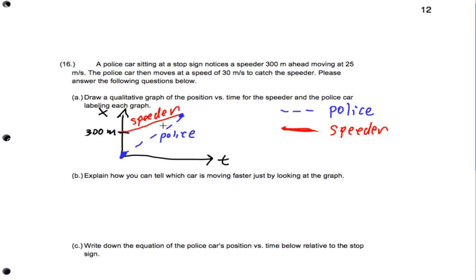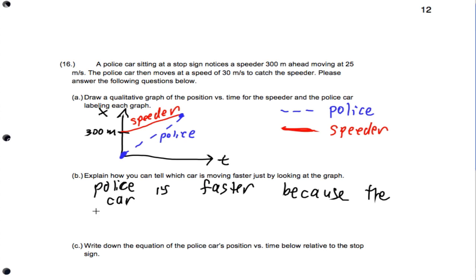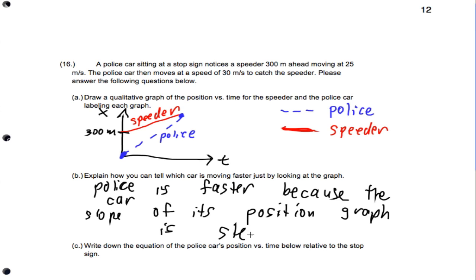Now it says, how can we tell which car is moving faster? By looking at the graph. People came up with a lot of nonsense on this. Let's be very clear. The police car is faster because the slope of its position graph is steeper. That's it.